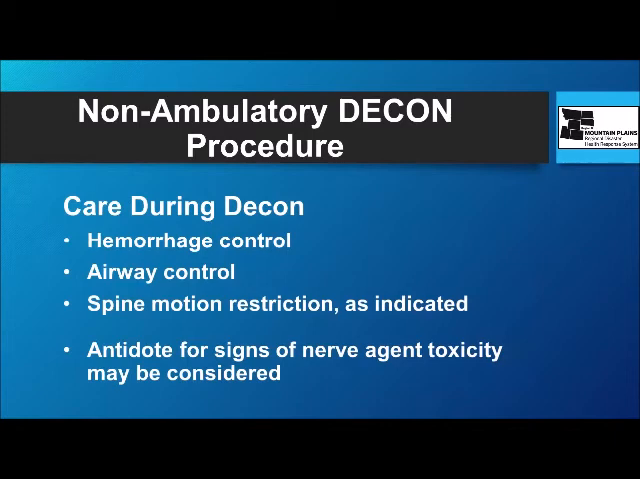Now, care during decon is for the most part pretty minimal. Obviously, bleeding control can be relatively straightforward. It's easy and quick to apply a tourniquet, so hemorrhage control is something that ought to be considered. Airway control involves relatively simple interventions such as airway positioning and spinal motion restriction as indicated. And if available, and depending on the agent, if there are antidotes, you may consider the use of those as well.